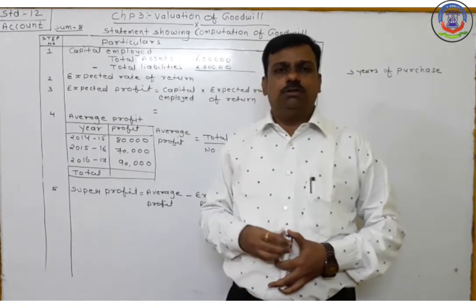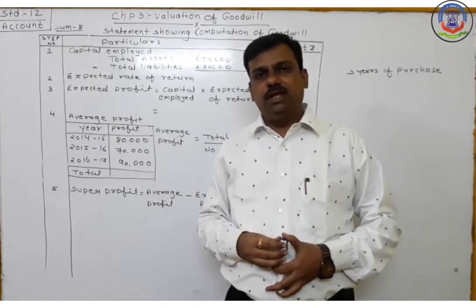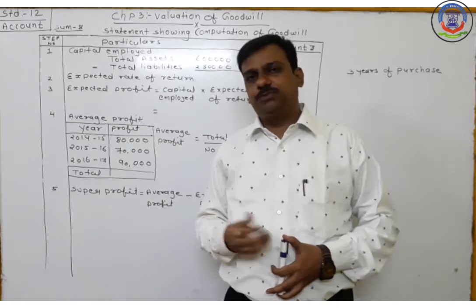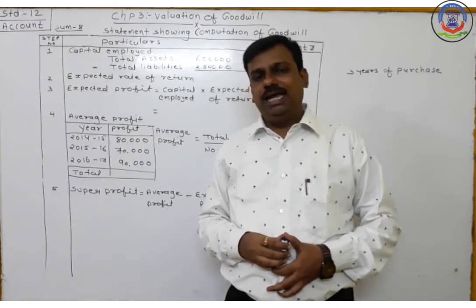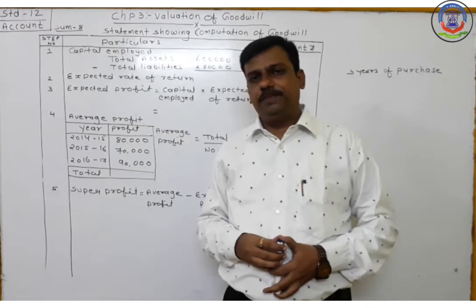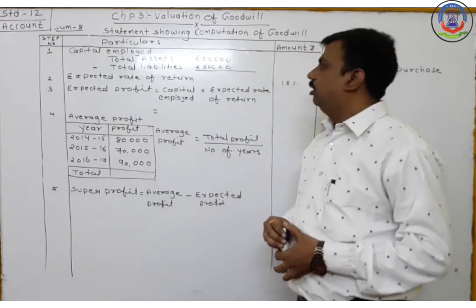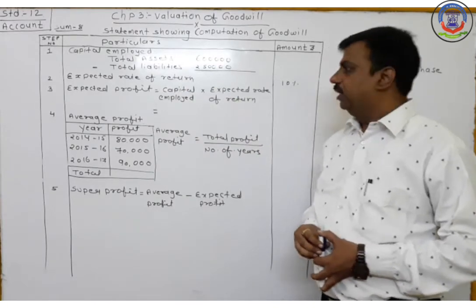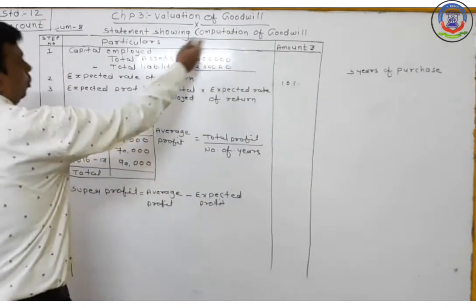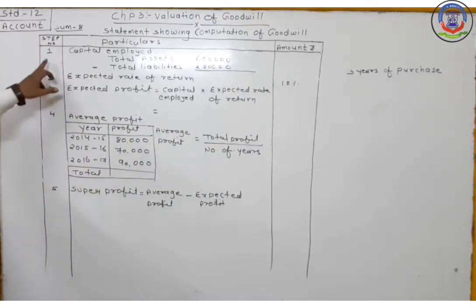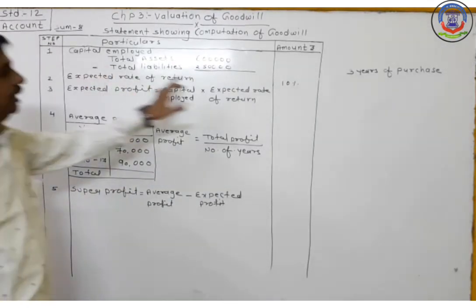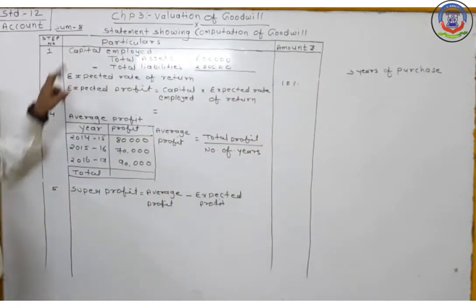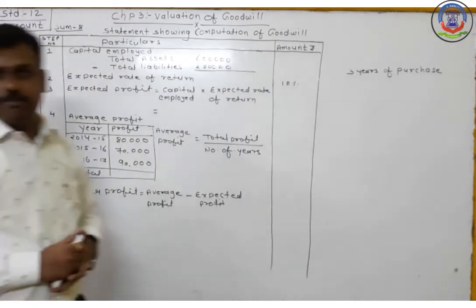As we studied in the previous lecture, there are a total of 4 methods: average profit method, weighted average profit method, super profit method, and capitalization average profit method. In today's session, we are going to solve sum number 8, the super profit method. First, the statement showing computation of goodwill. Columns: step number, particulars, amount in rupees. Step number 1.